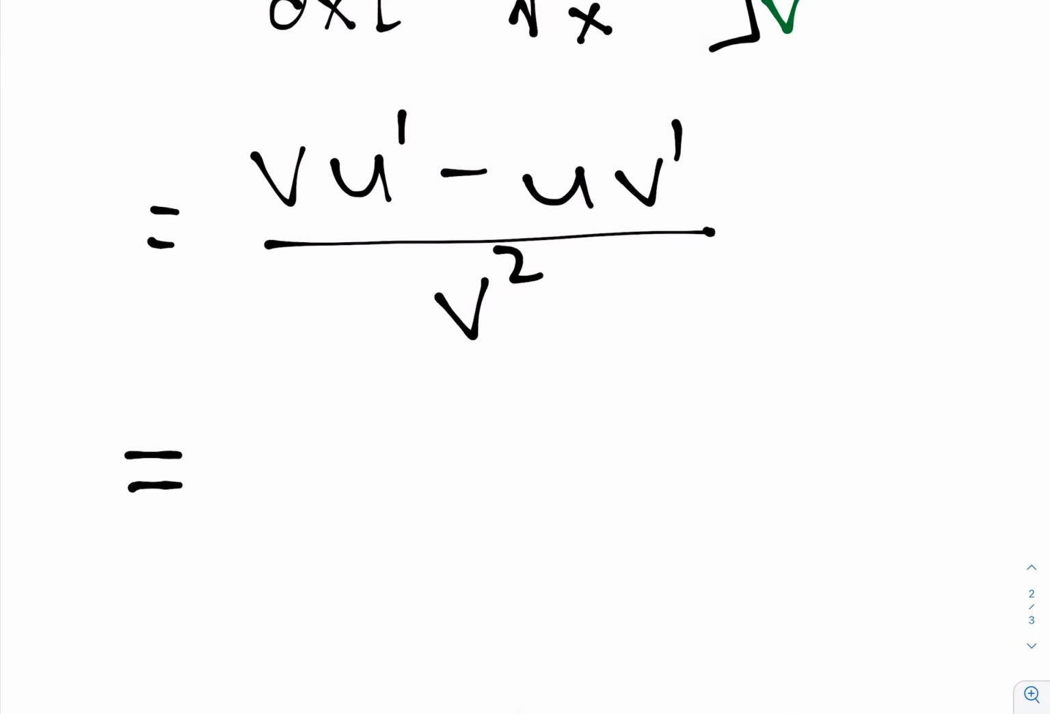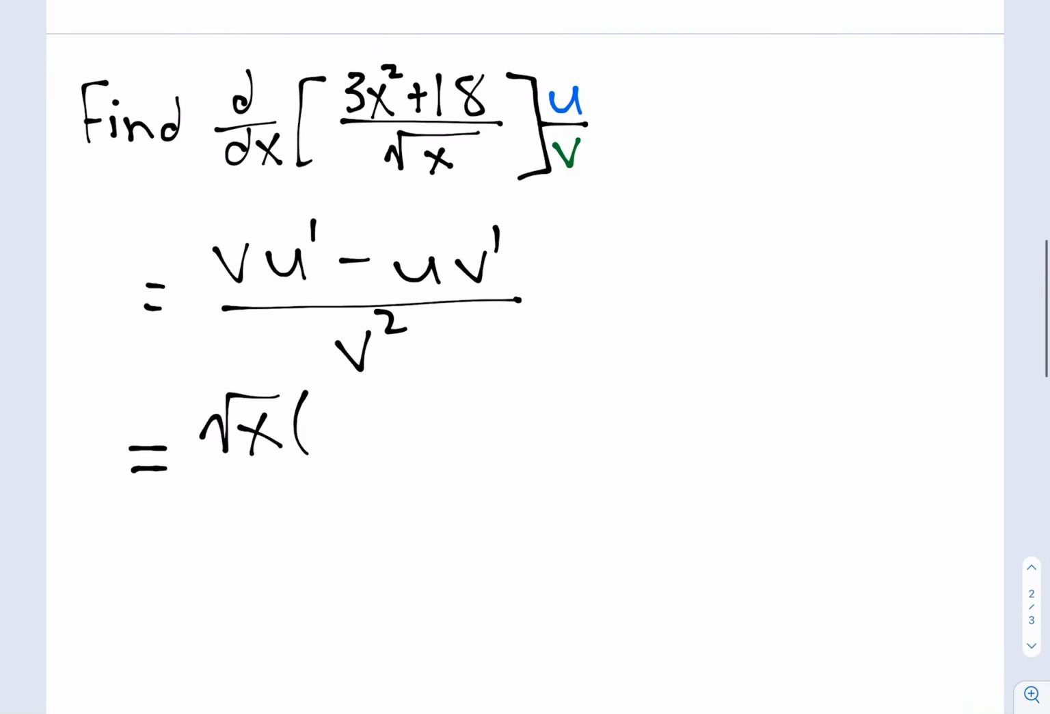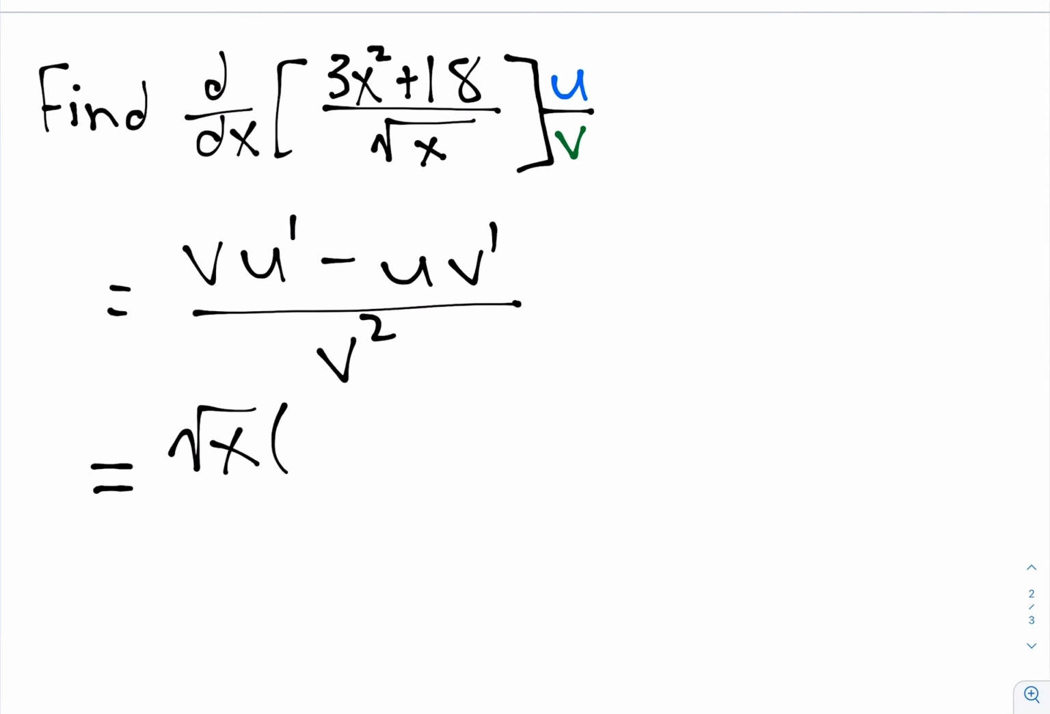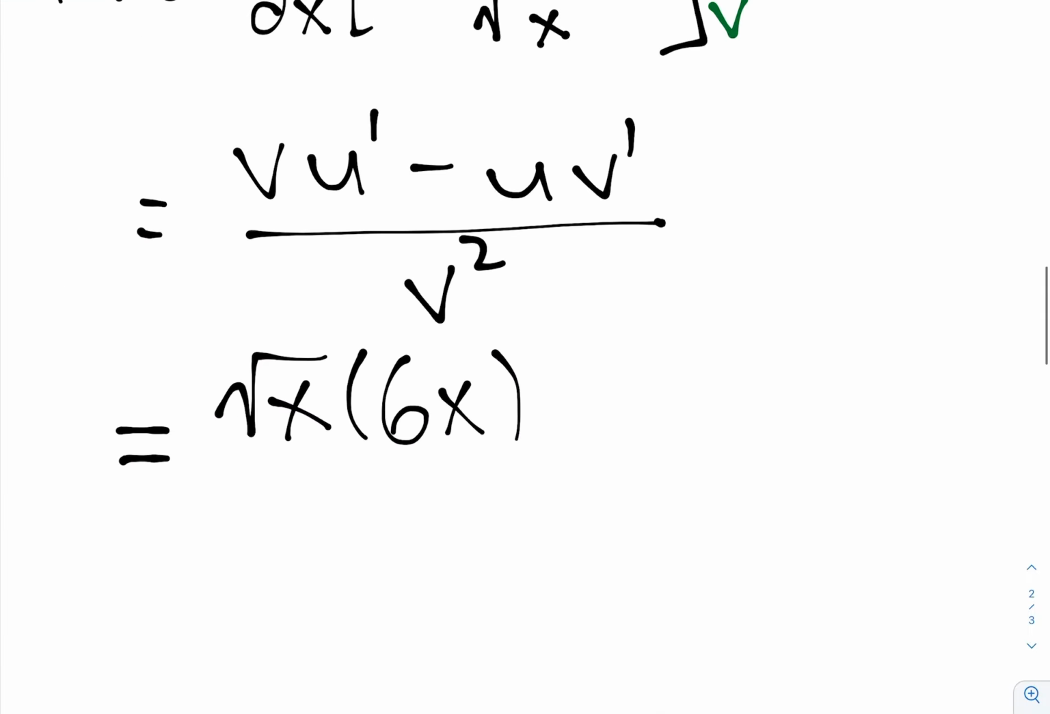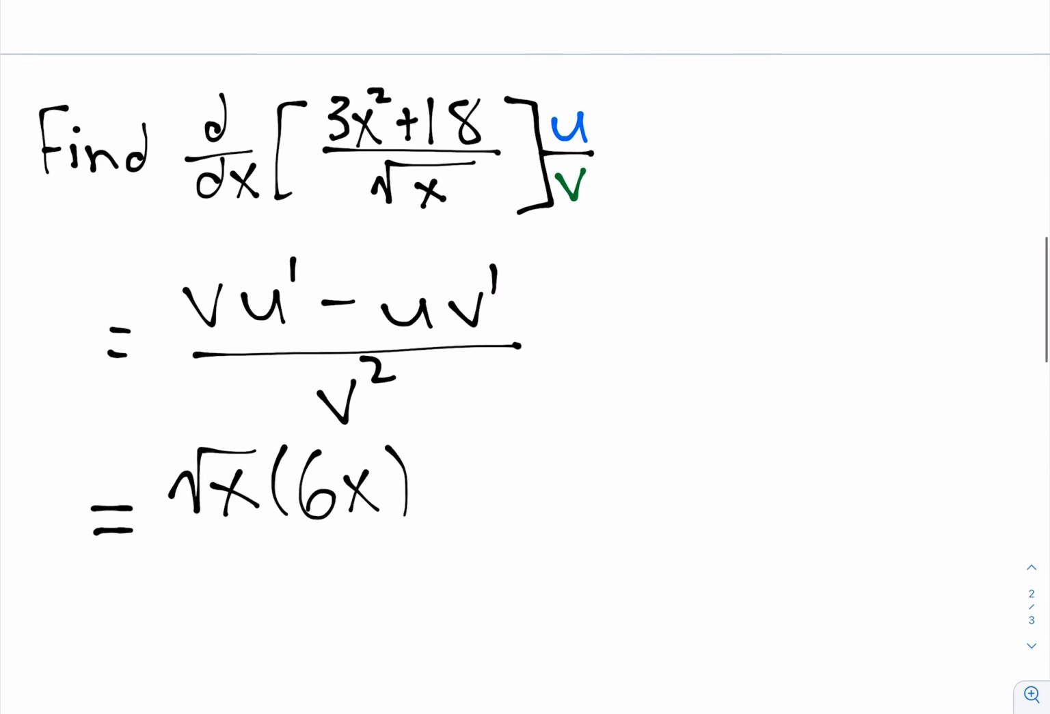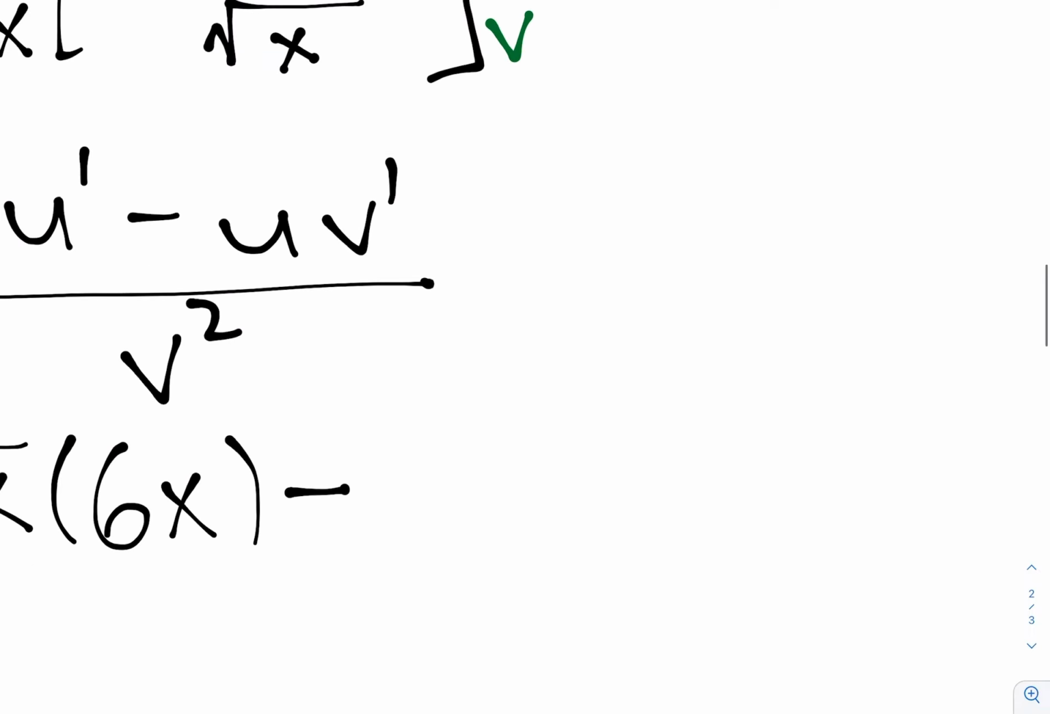So if 3x squared plus 18 is our u, and our v is just root x, we can start to substitute in some stuff. So v comes first, so that's going to be our root x times u prime. Well, the derivative of 3x squared plus 18, that's just going to be 6x. So root x times 6x covers the first part here, v times u prime. Now we're going to be subtracting u times v prime. Well, u we don't need to change. That's going to be 3x squared plus 18.